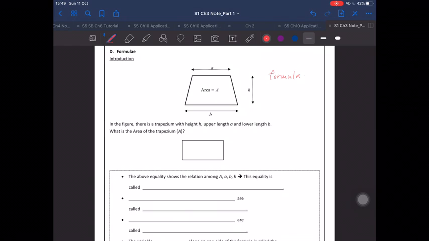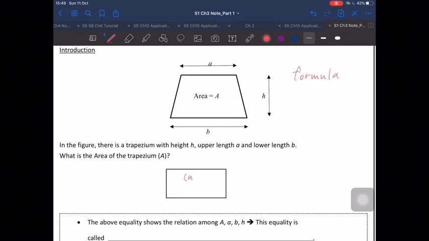We need to use a, b, h and A to write a formula of A equal to something. So and then you know that when you were in primary school, you learned how to find the area of the trapezium. Trapezium means 梯形. You will find that it should be upper length (上底) plus lower length (下底) times the height (乘高) and then divided by 2, and that will be the area of the trapezium.